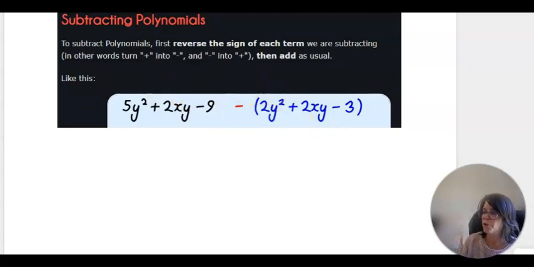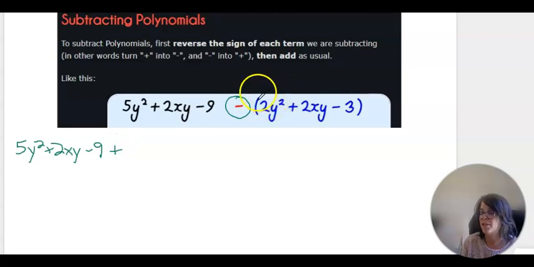So if we do the first method, we have 5y squared plus 2xy minus 9. Now I'm going to change this to addition, but to get rid of those other parentheses, I have to do the opposite. Subtraction means adding the opposite. So instead of 2y squared, I'm going to have a negative 2y squared. And instead of plus 2xy, minus 2xy. And instead of minus 3, plus 3.